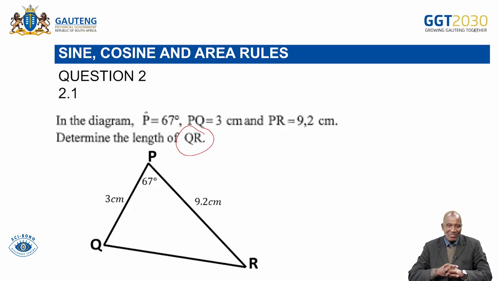Study the diagram. Look at what is given, which rule is applicable. Obviously, area rule is out because we are not given area here. Think of the sine and the cosine rule. If it's a sine rule, when do I use the sine rule? If it's a cosine rule, when do I use the cosine rule? Which rule best fits our question? Let's proceed.